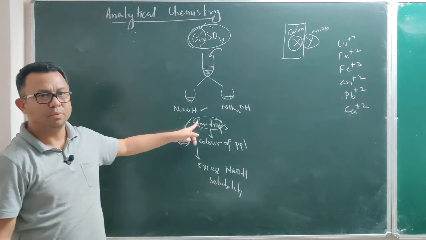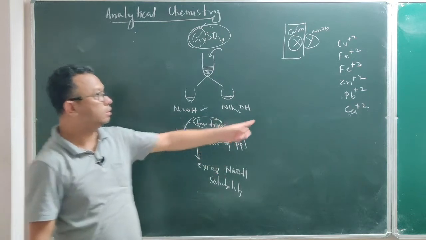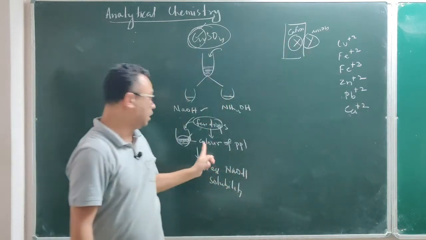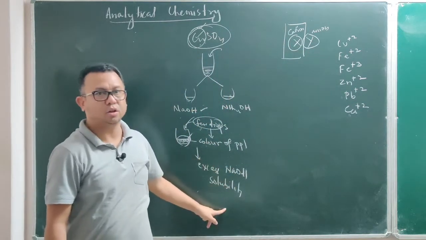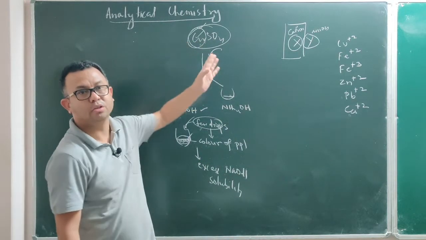By looking at the color of the precipitate and also by looking at the solubility, you can finally conclude that the cation given to you in the salt is copper.